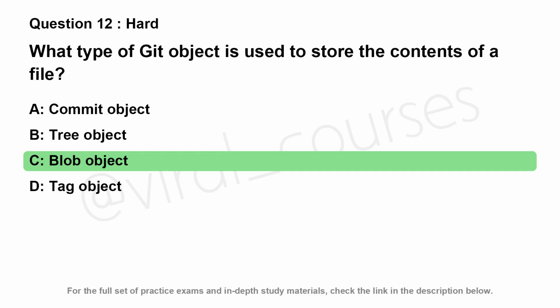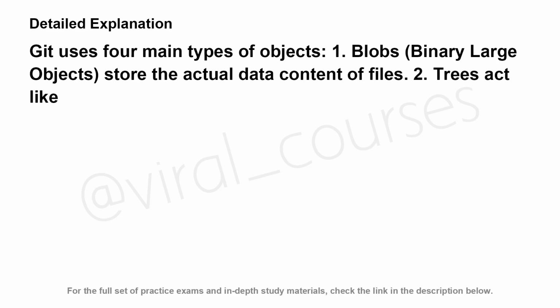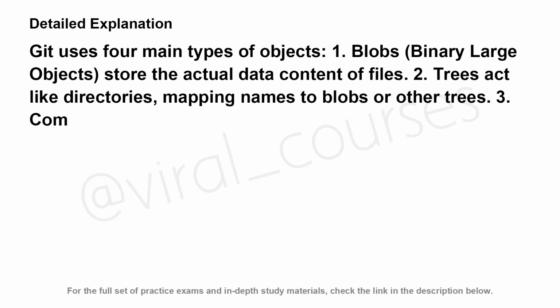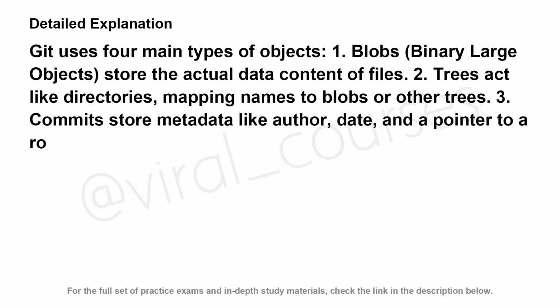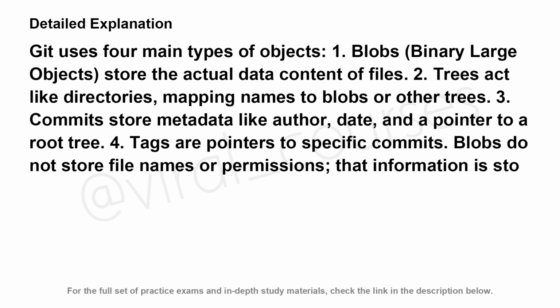The correct answer is C. Git uses four main types of objects. 1. Blobs, binary large objects, store the actual data content of files. 2. Trees act like directories, mapping names to blobs or other trees. 3. Commits store metadata like author, date, and a pointer to a root tree. 4. Tags are pointers to specific commits. Blobs do not store file names or permissions. That information is stored in the tree objects.